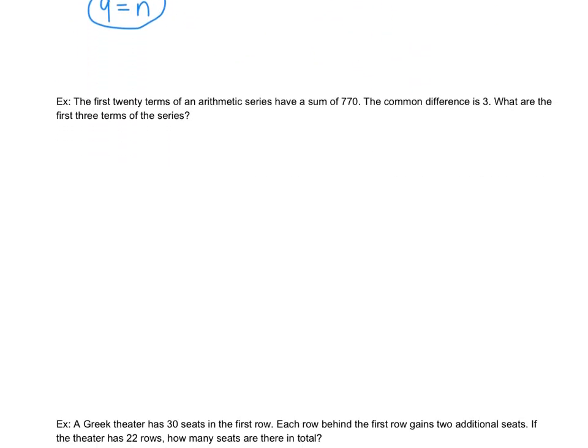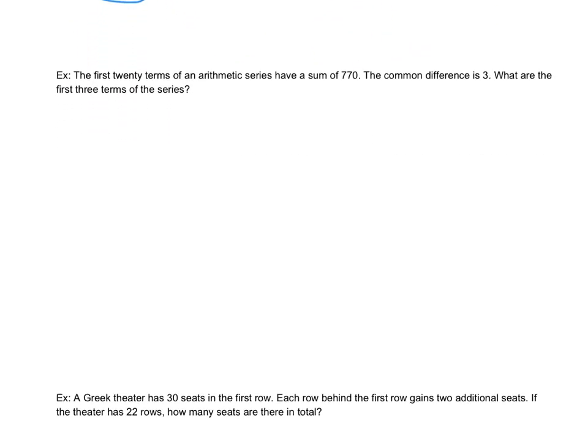All right, so for the next one, we're actually going to be given the sum. So the first 20 terms in an arithmetic series have a sum of 770. So that just means S20, sum of 20, is 770. The common difference, d, is 3. What are the first 3 terms of the series? So that means I need to figure out what A1 is equal to, so that way I can come up with those first 3 terms.